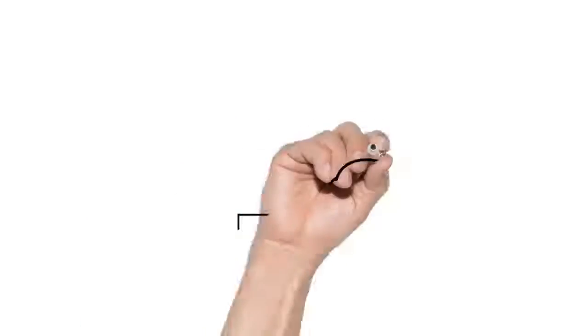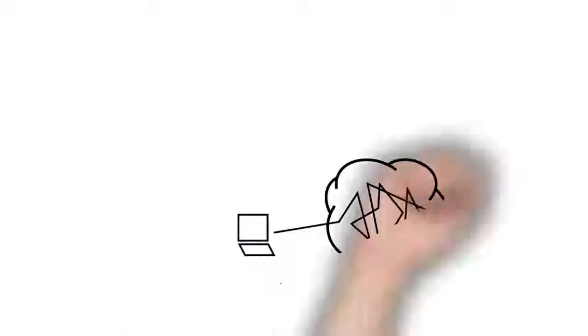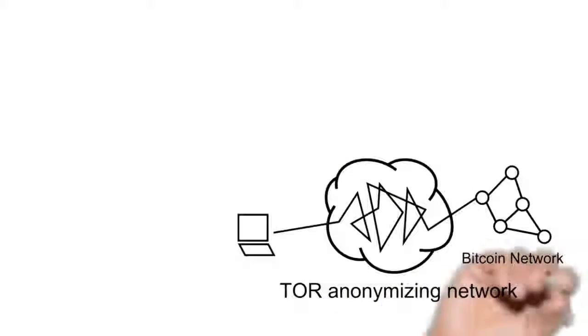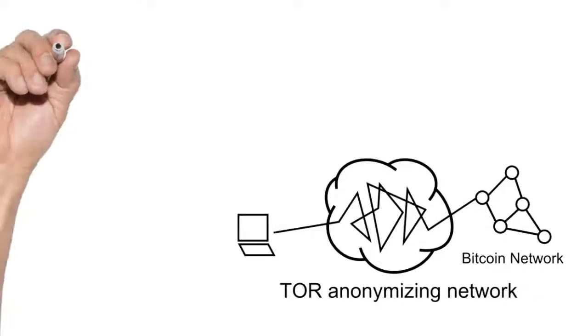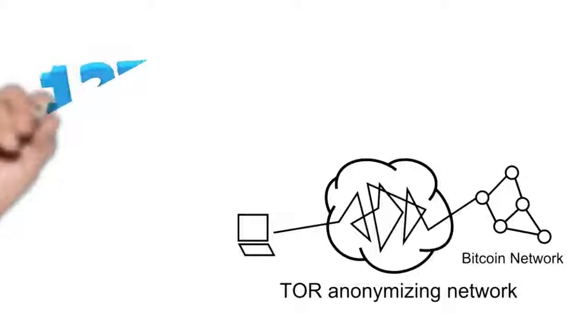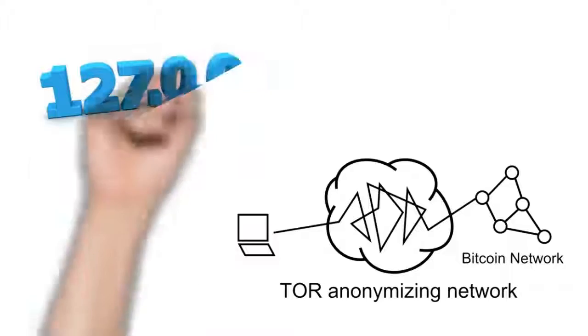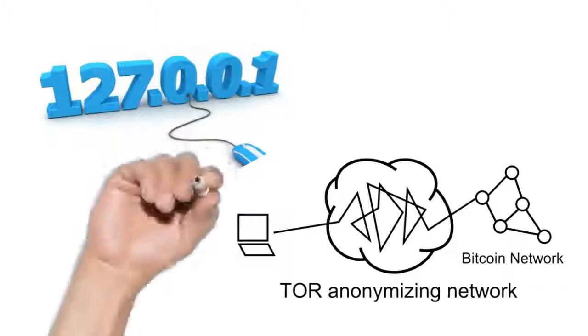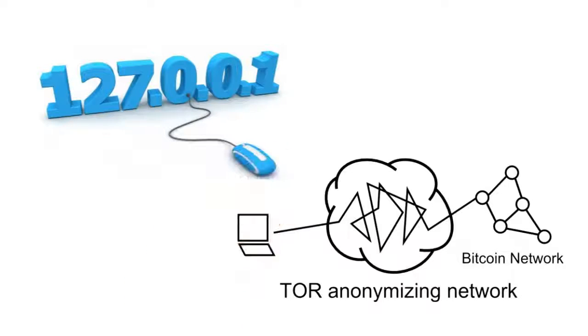Privacy can also be established at the IP address level. Every computer in the world can be identified with a unique Internet Protocol address. But if you access Bitcoin through a Tor network that hides your IP address, you can use Bitcoin without revealing anything more than your public key.